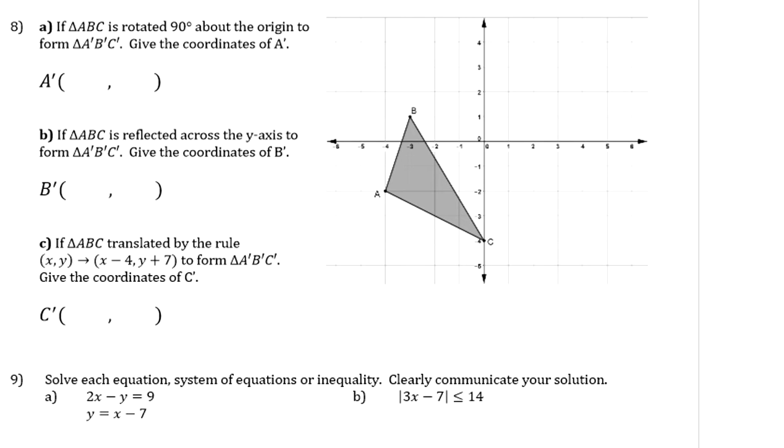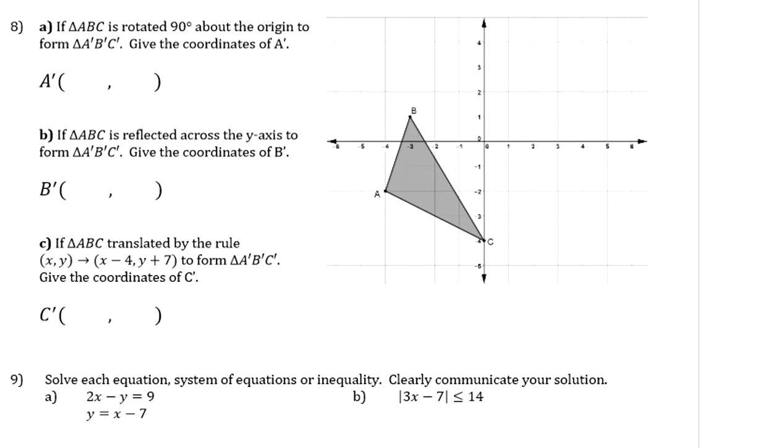On to the third page. Question 8 gives us this triangle ABC, and it asks us three different questions, part A, B, and C. Each time we're starting with A, B, and C, and they're asking us to describe where one of the coordinates goes after a given rigid transformation. The first one is, what if we took this and rotated it 90 degrees about the origin?